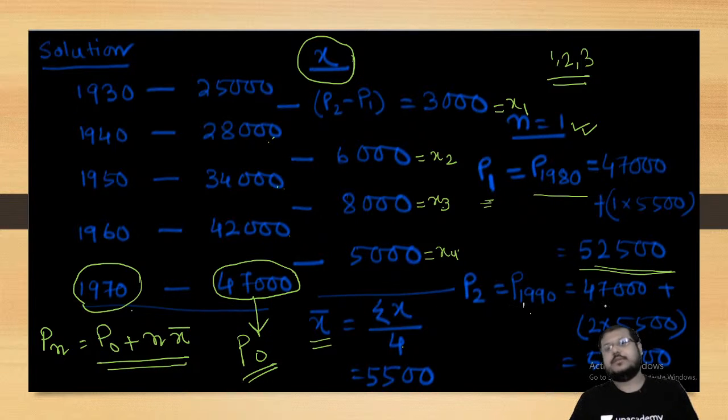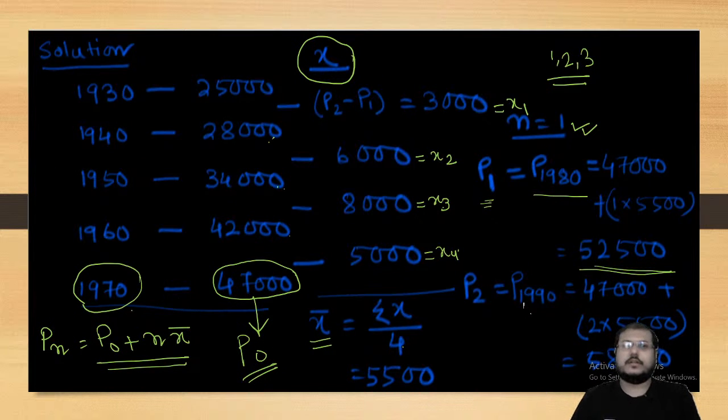You have to start from P naught, meaning the population of the last known decade, the data that is given, because the 1980 data is not your given data, it is estimated data. And in the analysis, if you want to proceed, you have to proceed with given data, not with estimated data. So 47,000 plus 2 into 5,500, which will be 58,000. That is P2. Okay.